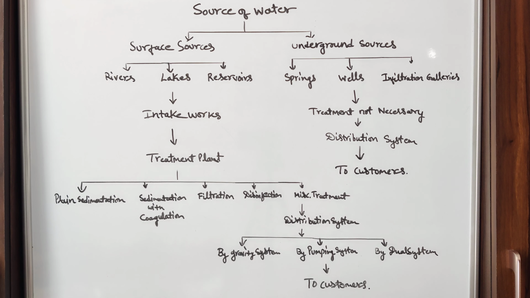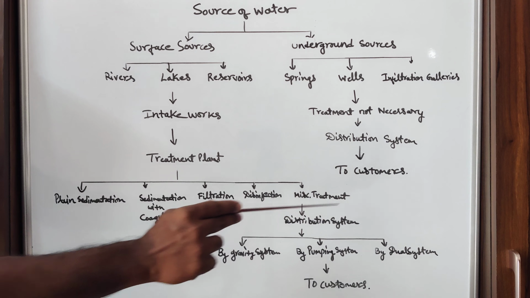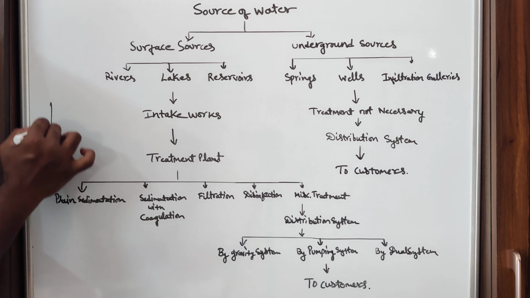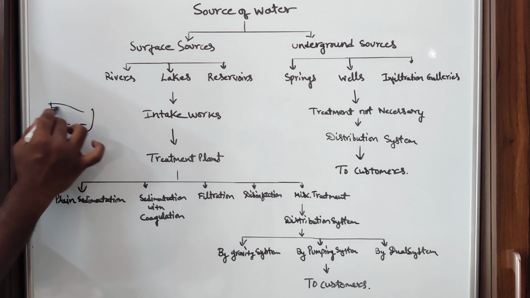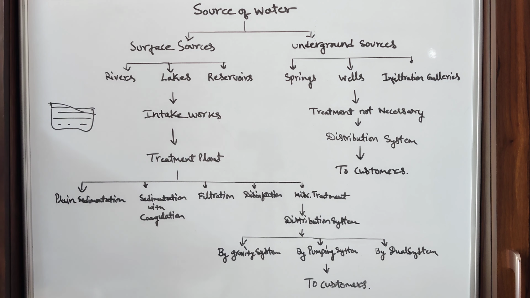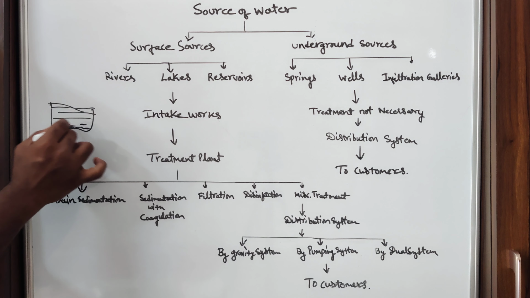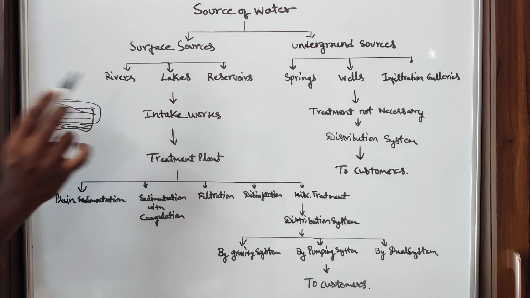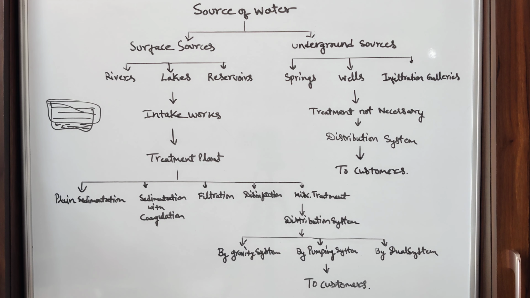Next, the surface water which is collected through the intake is sent to the treatment plant. The treatment plant consists of all of these facilities and processes. The first process is plain sedimentation, where we allow the water to stagnate and make the larger particles settle. When we allow the water into a detention tank or sedimentation tank, the larger particles and silt will settle down, and we get comparatively clear water compared to the raw water.